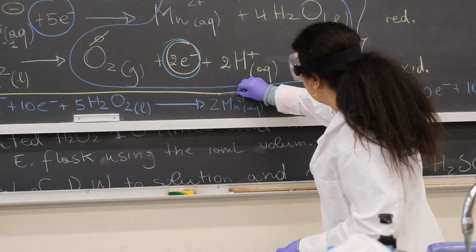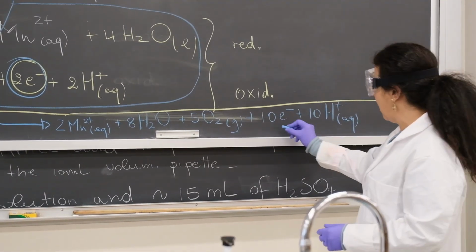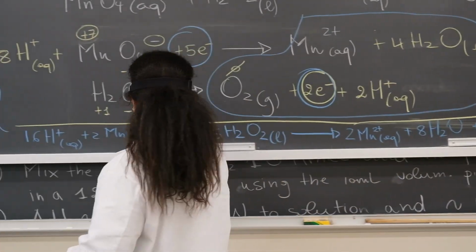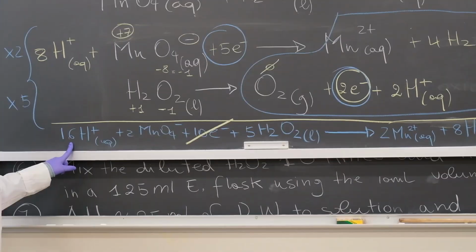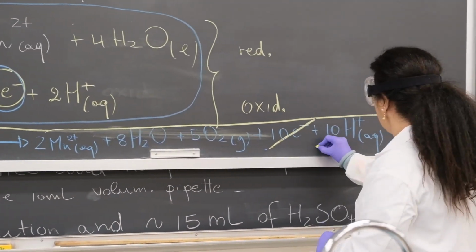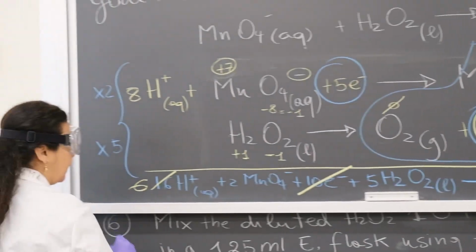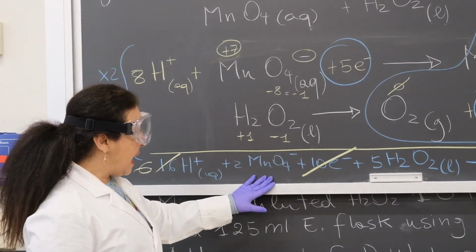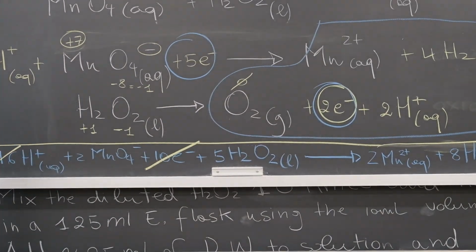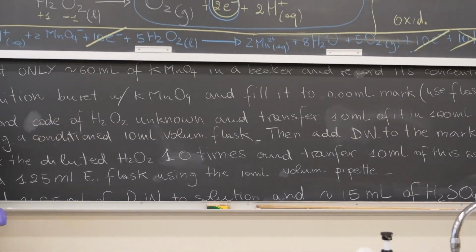Then we check if we need to eliminate anything in this overall reaction. So 10 electrons go away with 10 electrons here. We have 16 hydrogen plus here and 10 hydrogen plus here. So these 10 go away and this 16 becomes 6. The permanganate stays, the hydrogen peroxide stays, and this is our final reaction. Double check if I made any mistakes. You know that I tend to mix up things.